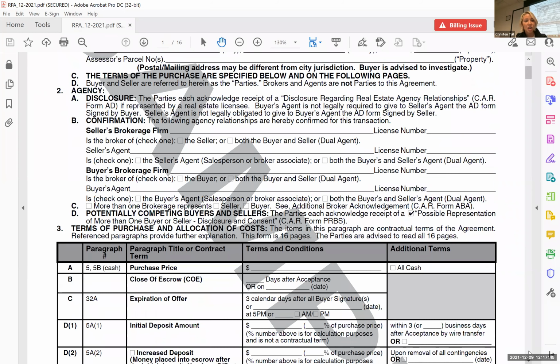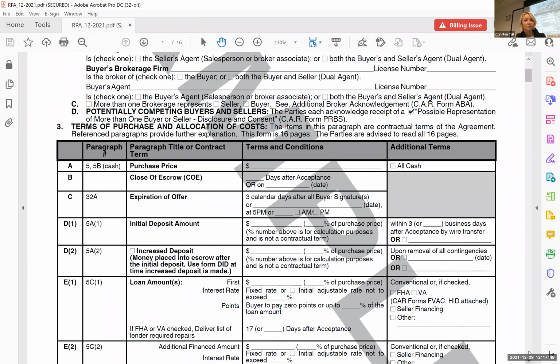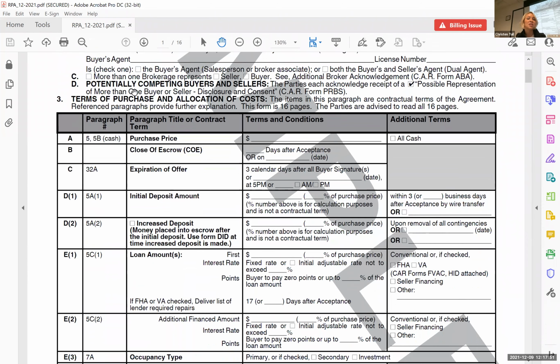Let's see here. All right. So the really big change is this visual one here. Section D is, as it always has been, the possible representation of more than one buyer or seller, disclosure and consent. These documents are always provided with all contracts, not just the purchase contract, but also with listing, also with residential income. So these boxes that are already checked, the documents are going to be attached at the end of this RPA. You're not going to have to think about it. You're not going to have to remember to add them.